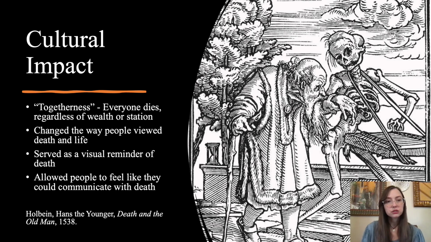And the Dance of Death also served as a constant visual reminder of death. So people were actively thinking about their death much more frequently. And the Danse Macabre, the personification, also allowed people to feel as though they could, in a way, communicate with death. Death wasn't this frightening concept. It was looked at as a person, a skeletal person, and they could kind of express their feelings towards something physical.